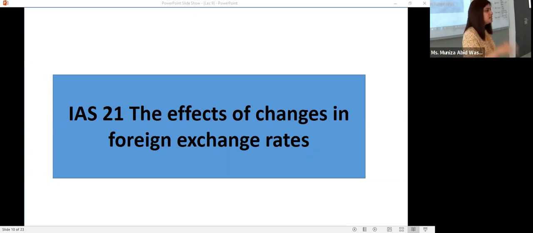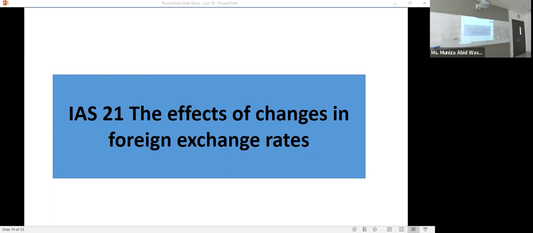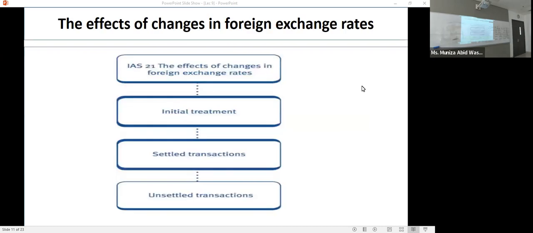So IAS 21 is going to be applied in these types of companies in which multinational operations are being carried on. So what is the effect of foreign exchange rate changes on the companies? This is going to be discussed by this standard, IAS 21. How the organizations are going to account for the changes in the foreign exchanges we are going to discuss in this standard. So IAS 21, the effects of changes in the foreign exchange rates.